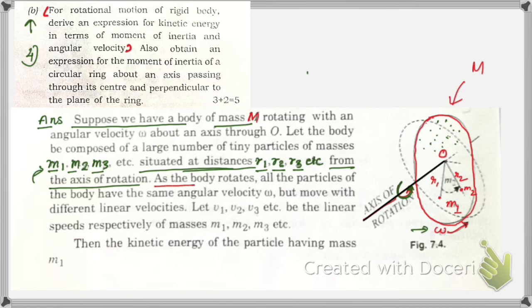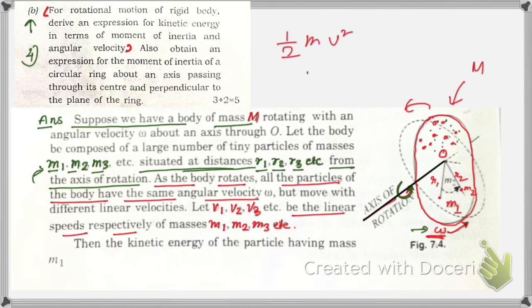Now as the body rotates, all the particles of the body have the same angular velocity, because these small particles composing the object will be rotating with the same angular velocity omega with which this rigid body is being rotated about the axis, right? Now let us consider that v1, v2, v3, etc. be the linear speeds respectively of masses m1, m2, m3 and so on. We know that the kinetic energy of a particle is given by half mv square, where m is the mass of the particle and v is the linear velocity.